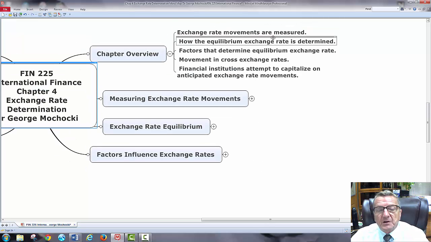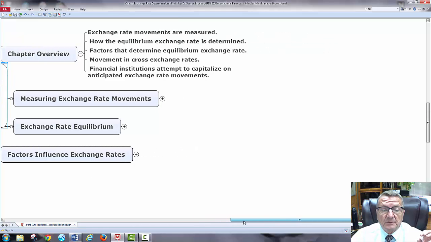The exchange rate movements are measured. You're going to look at how to explain how the exchange rate movements are measured. You're going to try to explain or understand how the equilibrium exchange rate is determined. You're going to look at factors that determine the equilibrium exchange rate. Let's move this over a little bit, okay? You're going to look at movements in the cross exchange rates. We've talked about that in the previous chapters.